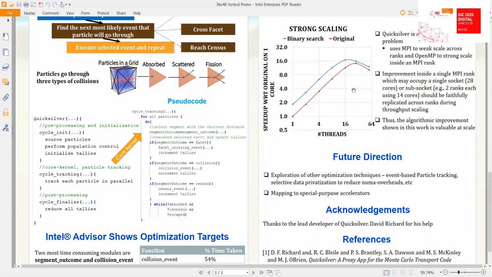We use Quicksilver for software and hardware co-designing, and we would like to explore other optimization opportunities in any hardware platform of interest.